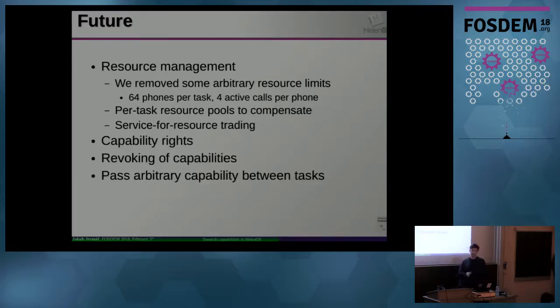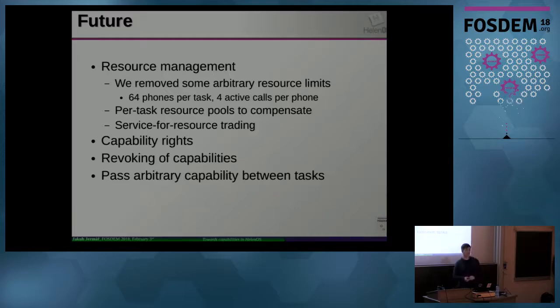So the previous slide said what needs to be done in order for me to be satisfied with the situation, but there is more to come. We will need to seriously think about resource management, because along the course of making these adaptations, I removed some hard limits. For example, the limit of 64 capabilities per task is gone. Now there is a hash table and it's possible to have an unlimited number of capabilities. So now it's possible for a task to consume so much memory that the system becomes unusable.